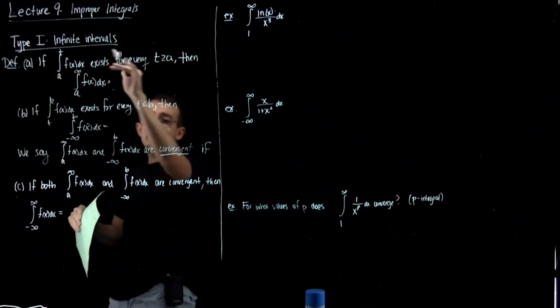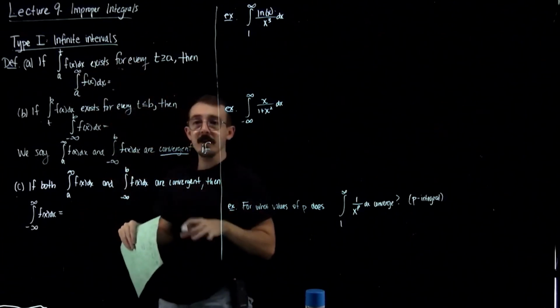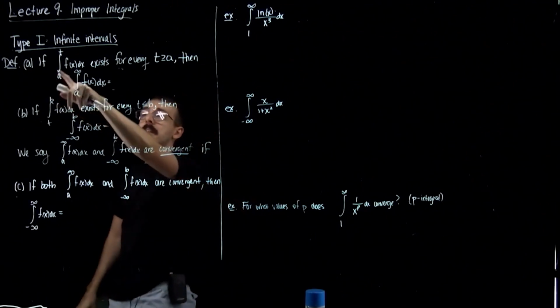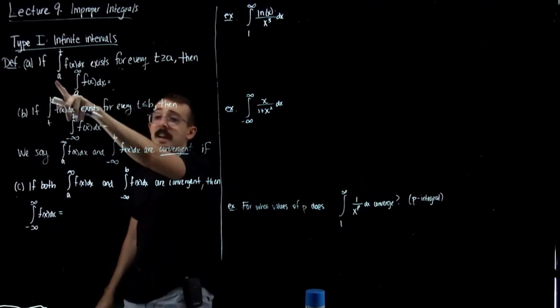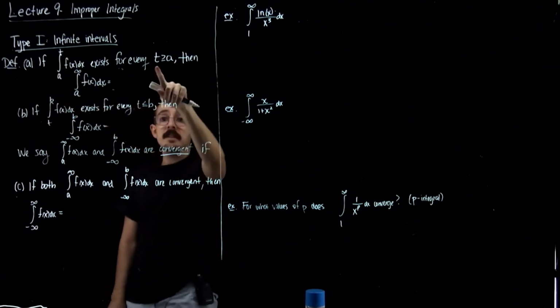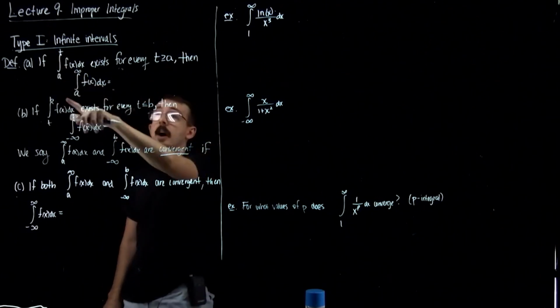So we start with a rather long definition. I'm just going to fill this in as we go. We have to get the notation out of the way first before we start doing problems. So say you have some integral from a to t. A is some fixed constant, real number. Let's say that this exists for every t that's greater than a forever.